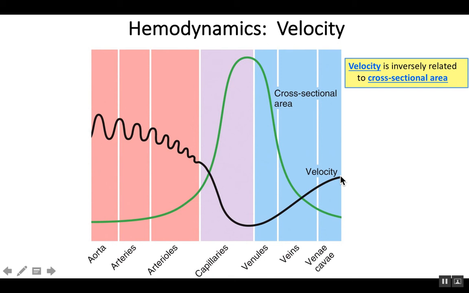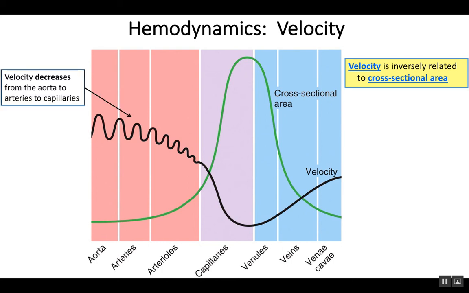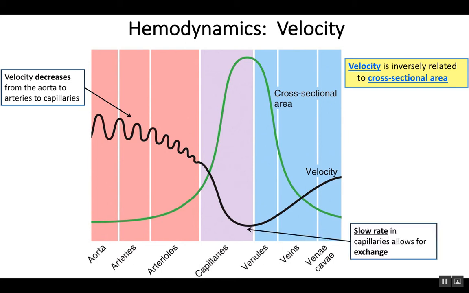So this is the velocity inversely related to cross-sectional area. It's the fastest in your arteries. It slows right down in your capillaries, and this is very useful because it gives us time to do all that exchange, all that capillary exchange. But the key difference between this and, say, blood pressure, where blood pressure always drops, is velocity goes up a little bit. Velocity increases as it returns to the heart.